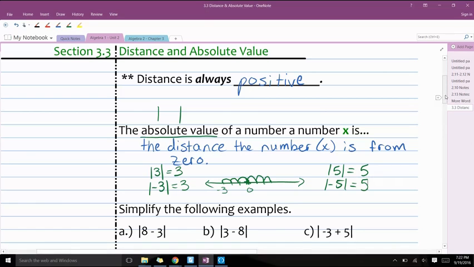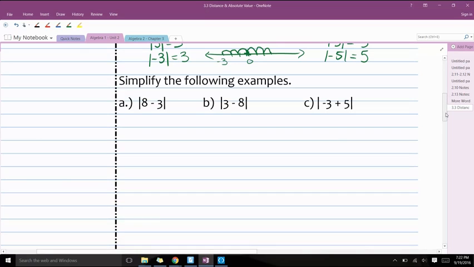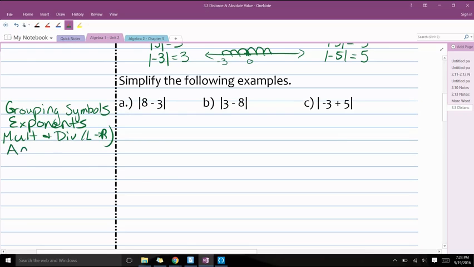Okay, so now that we've got the idea of what absolute value is, we're going to do a couple basic simplifying examples before we get into equations. So remember when we talked about order of operations, I said I like to use GEMDAS. The G stands for grouping symbols, and then you remember the rest. Exponents. Multiplication and division are on the same line because what's our rule? Whatever's left to right, doesn't matter. And then adding and subtracting, left to right.